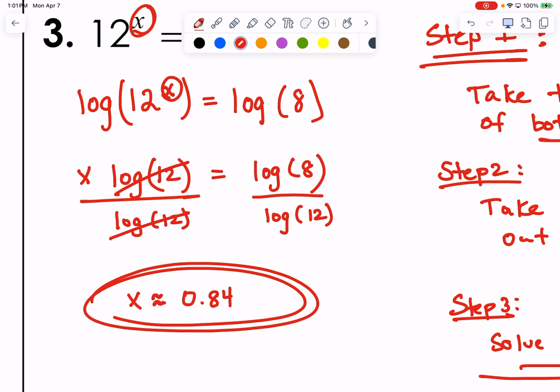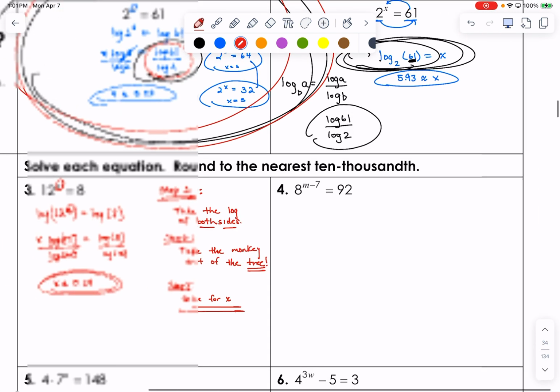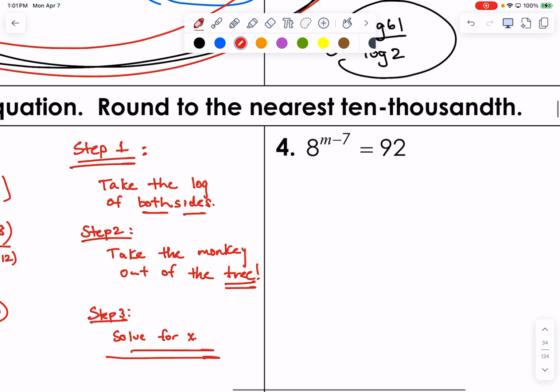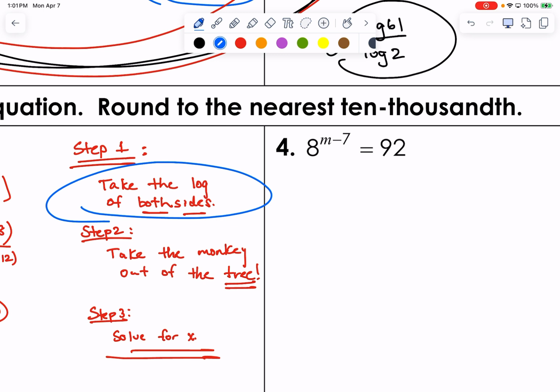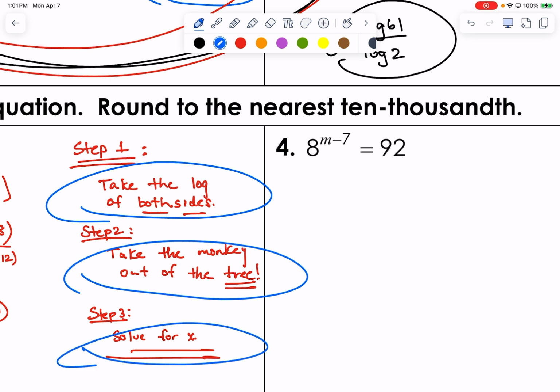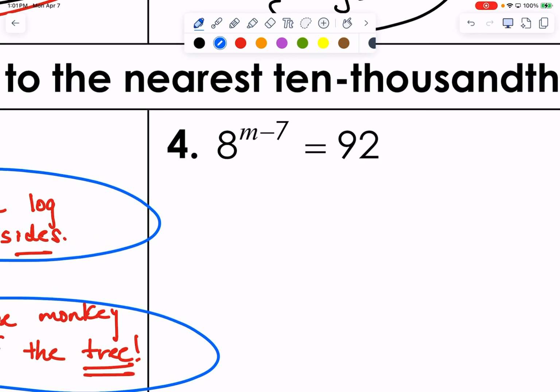All right, let's take it to the next level. Here we go. It's going to get harder. So here we go. So we have the 3 steps. Let's read the 3 steps together. Step 1, what do we do, everybody? Take the what of both sides? Log of both sides. Step 2, take the monkey out of the tree. Step 3, solve for x. All right, here we go. Now, solving for x might get complicated as we go. All right, everybody, what is step 1?